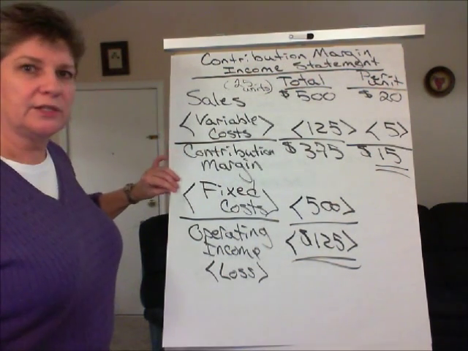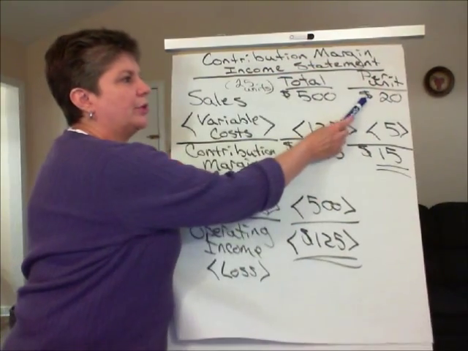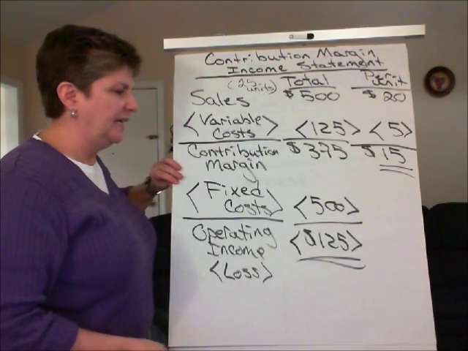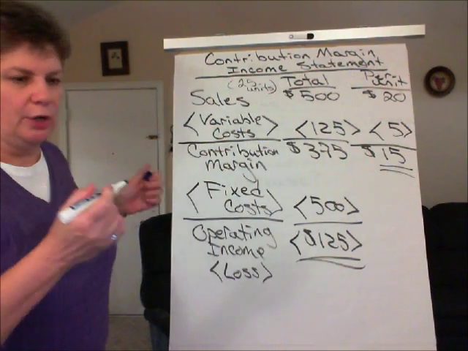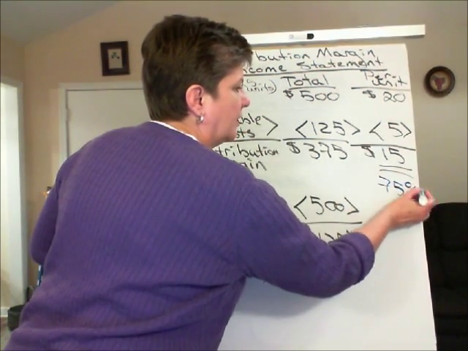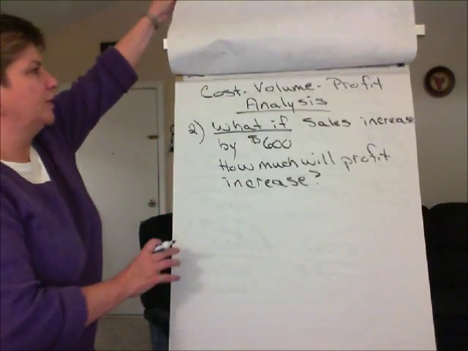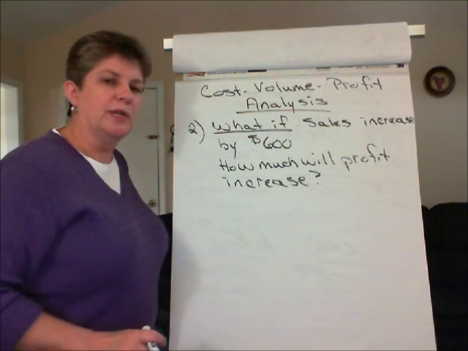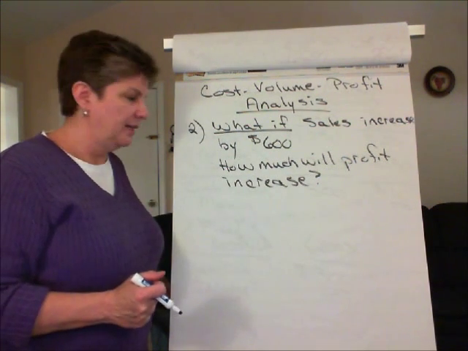So let's look at some specifics, and remember that our price per unit was $20, variable cost $5, contribution margin $15, and that $15 was also 75% of sales. So let's look at the specific question. What if sales increase by $600? How much will profit increase as a result of that change?